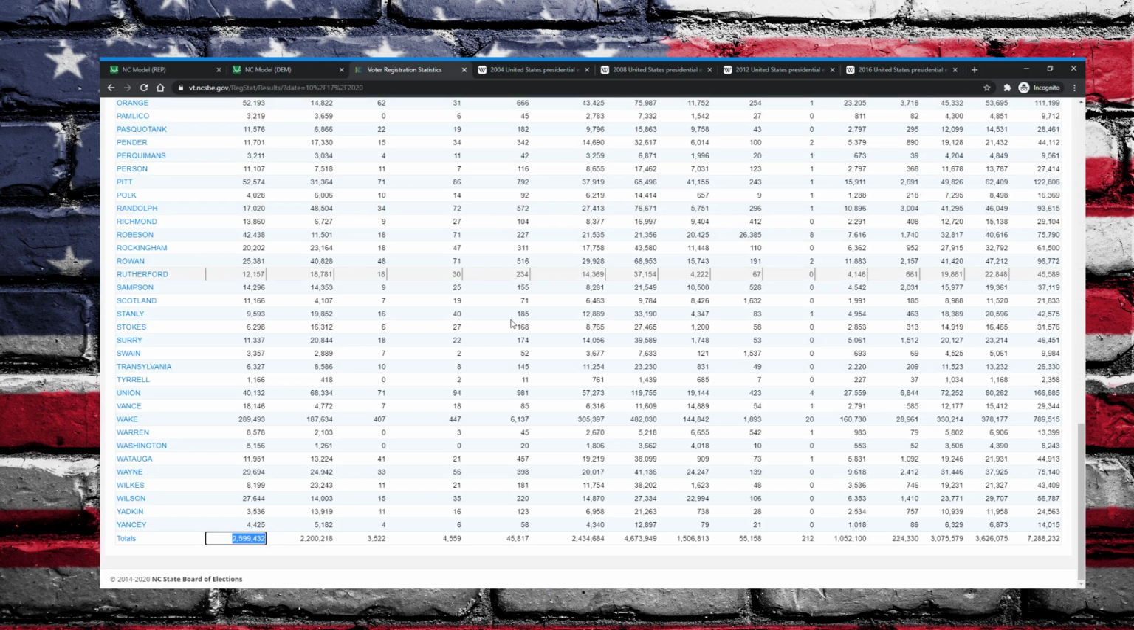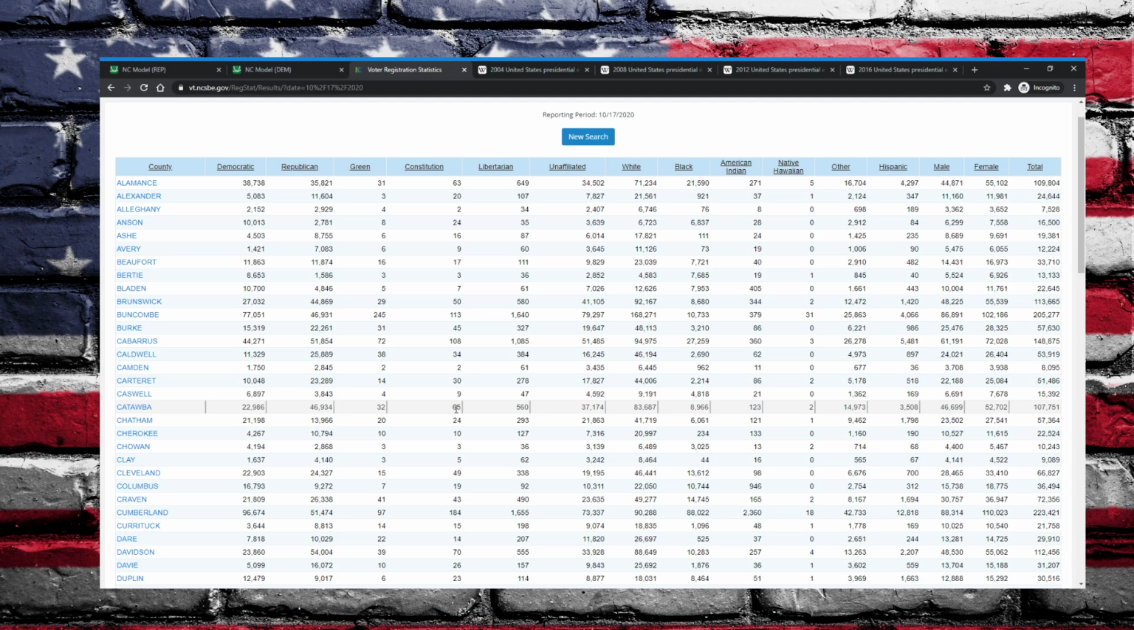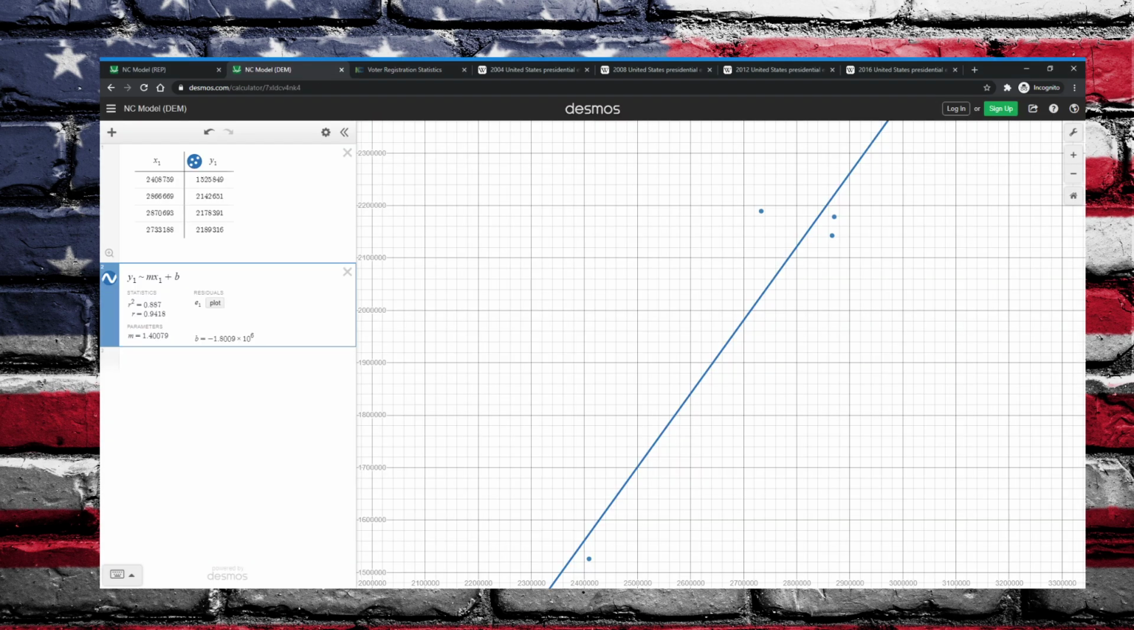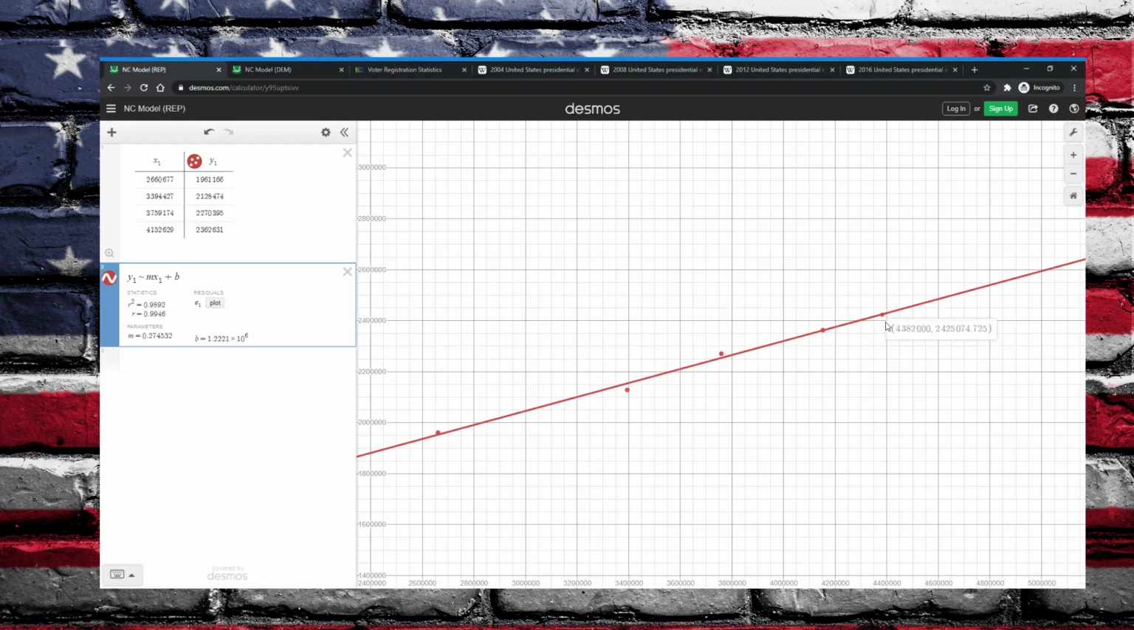Now for the Republicans, what you have to do is simple. Combine Republicans with unaffiliated voters, and when you do the math, it's around 4.63 million voters. So let's say 4.6 million. You get roughly around 2.49 million votes for Donald Trump. And the Republican model has been basically spot on. And this is huge.